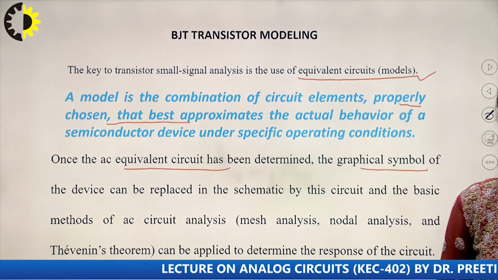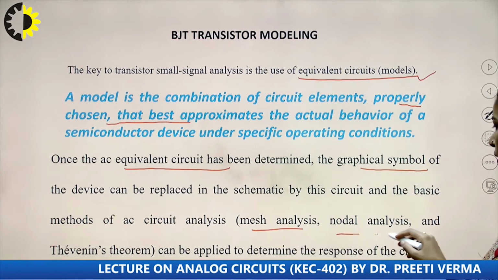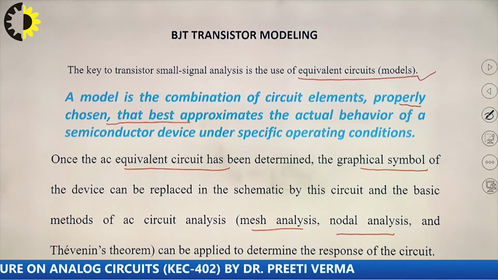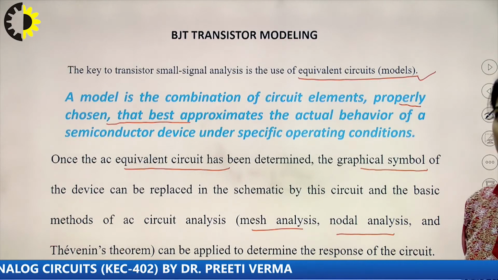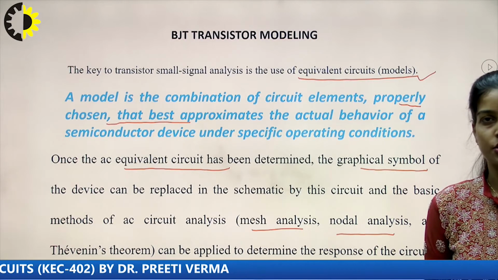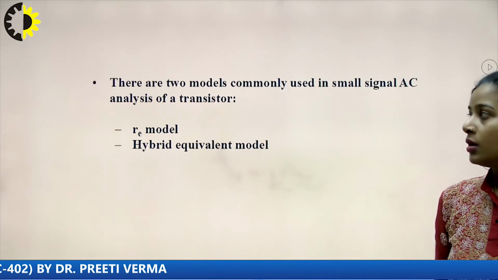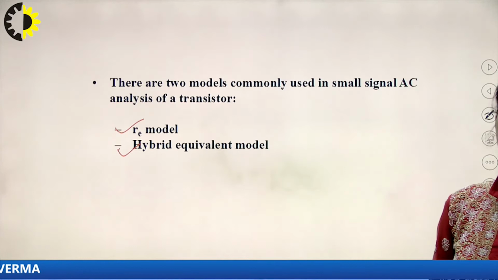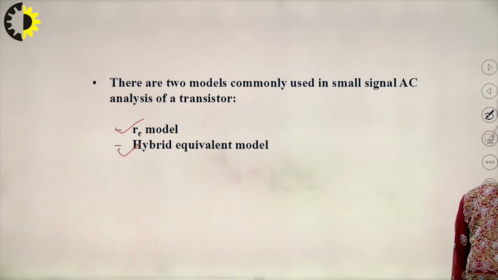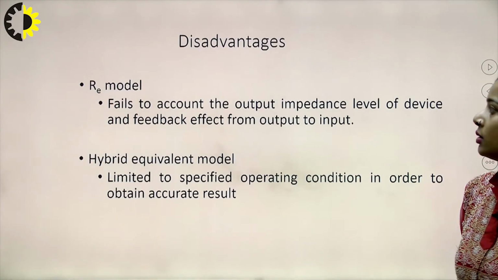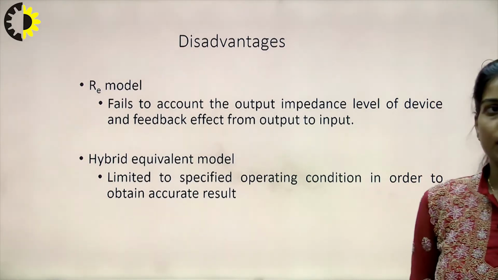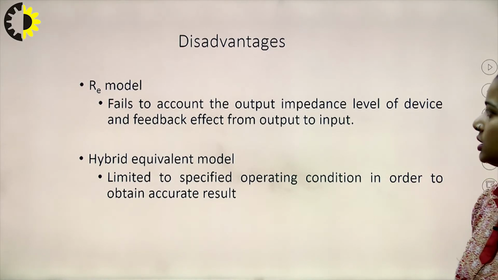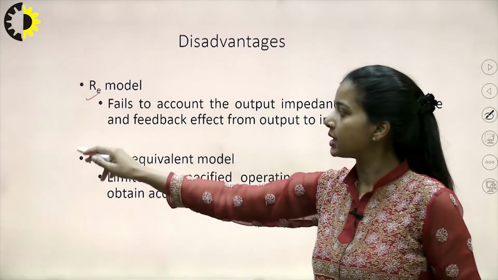Then we can apply different analyses such as mesh, nodal, and different theorems like Thevenin's theorem to the system to calculate different parameters of the circuit. The two models that we have already discussed are the RE model and the hybrid equivalent model. There are advantages of these models as well as disadvantages. So, we can do AC analysis by using these models, which have some disadvantages.